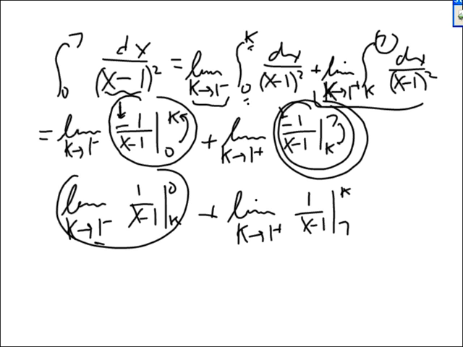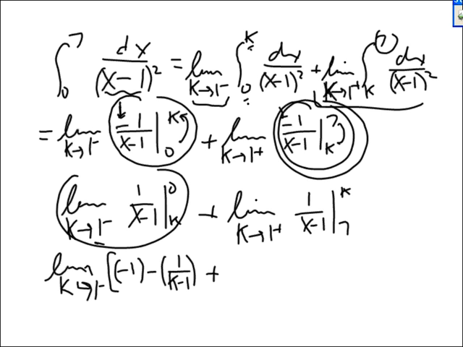Okay, let's look at this limit. So the limit as k approaches 1 from below. First I plug in 0, and I get negative 1, minus, and then I plug in k: 1 over k minus 1. Plus the limit as k goes to 1 from above. First I plug in k, I get 1 over k minus 1, minus, and then I plug in 7. I get 1 over 6.